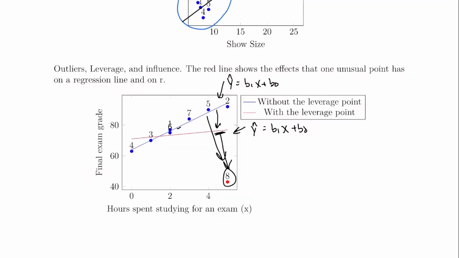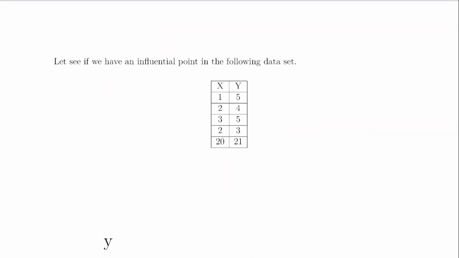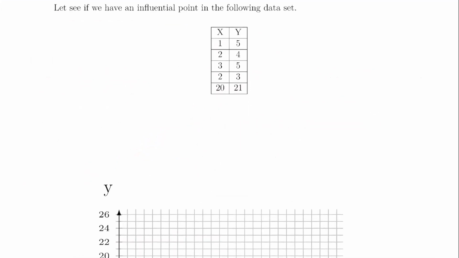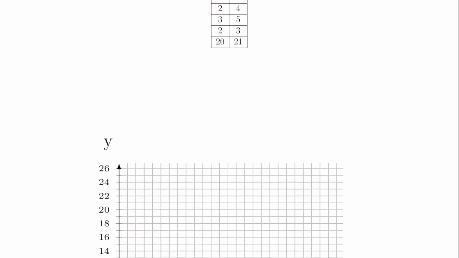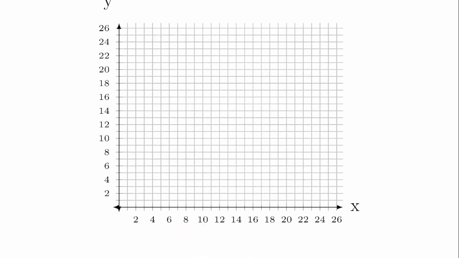All right, so let's do an example of it. So here is my data set. My first point is 1 comma 5. My second point is 2 comma 4. My third point is 3 comma 5. My fourth point is 2 comma 3. And my last point is 20 comma 21. So if you have your notes, do a scatter plot for that data set.